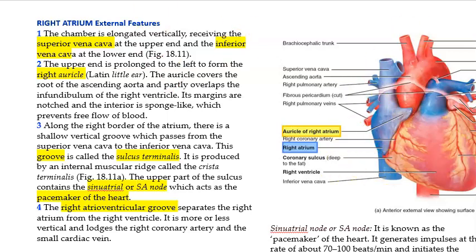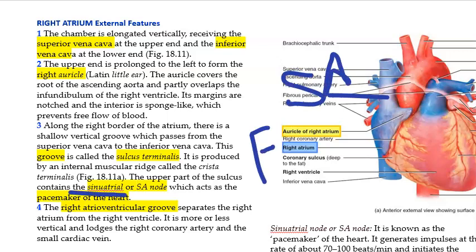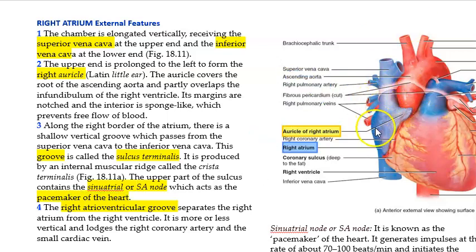Okay, then we just now told you that there is a sinoatrial node here. This itself can lead to what? Atrial fibrillation, which can lead to a thrombus or clot in the right atrium. So you're understanding why there can be a thrombus or a blood clot in the right atrium, correct?